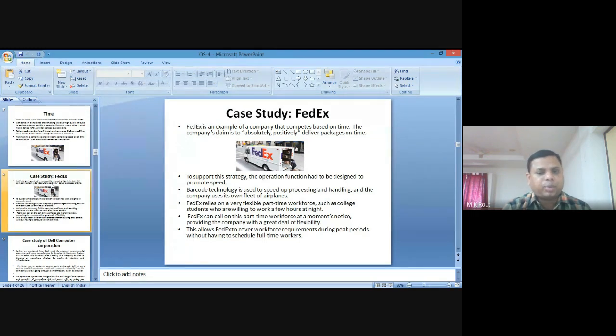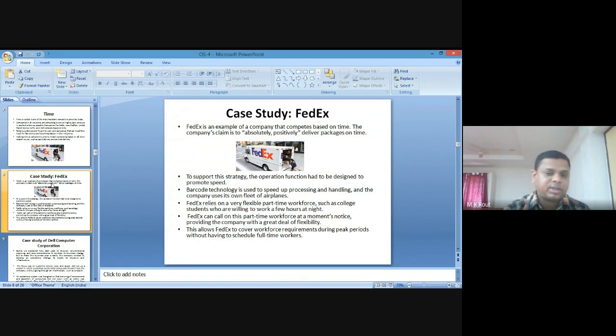In case of handling, most of the cargo vans, especially in reference to FedEx, are equipped with various types of loading and unloading equipment. Moving to the next part, the company uses its own fleet and airplanes for speedy, timely deliveries. Next, FedEx relies on a very flexible part-time workforce. They have their permanent workforce, and in case of rushes or higher demand, they hire part-time workers, such as college students who are willing to work a few hours, even at night. FedEx can call on part-time workforce at a moment's notice, providing the company with a great deal of flexibility.